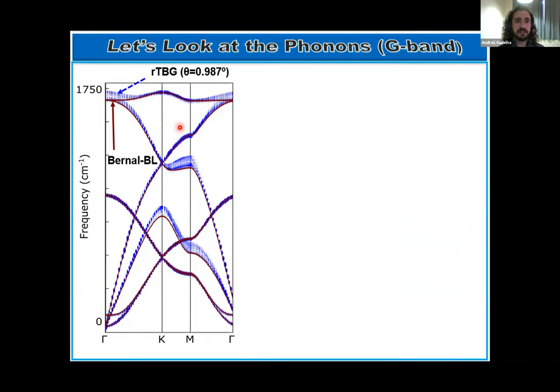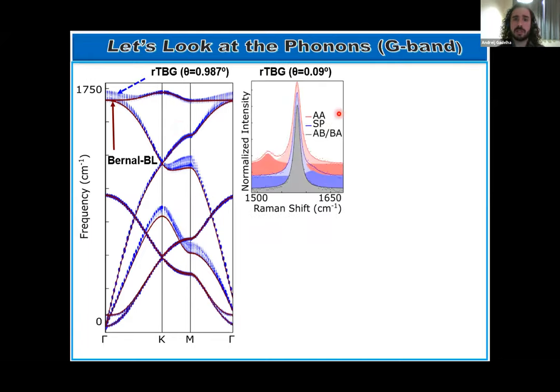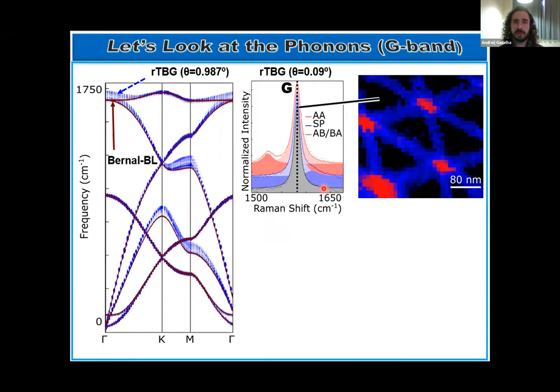And I'll try to investigate the theory plot in experiment. First, I show a nanospectrum of an RTBG with an angle of 0.09 degrees for the AA, SP, and the AB regions. And we see the G band in the middle and some new satellite peaks. For the AB, we observe a single G peak, but for the AA, we observe a lower frequency peak that we call GR minus. And for the SP, we observe a higher frequency peak that we call GR plus. We can assign these two satellite peaks to the two theory branches.